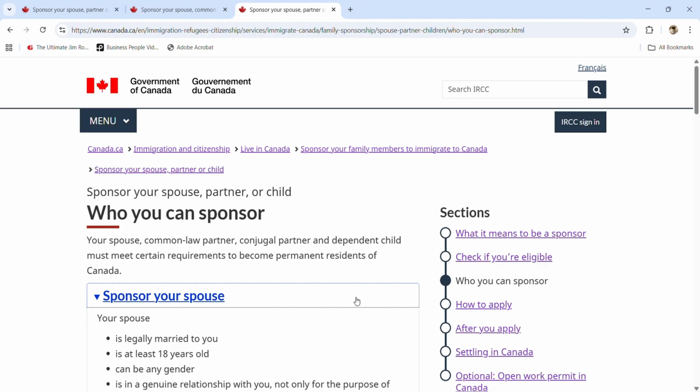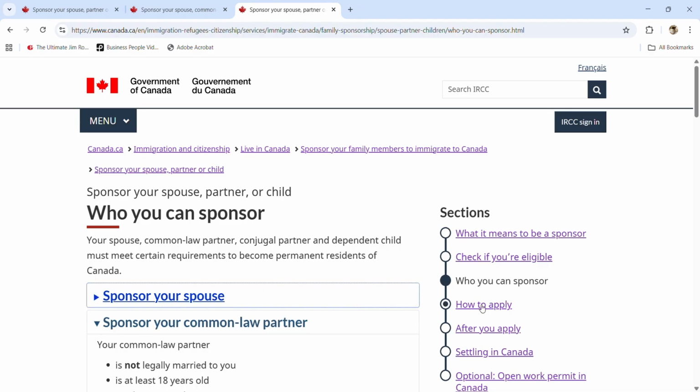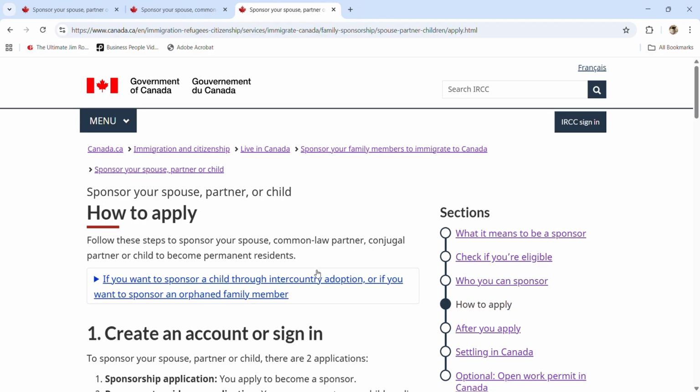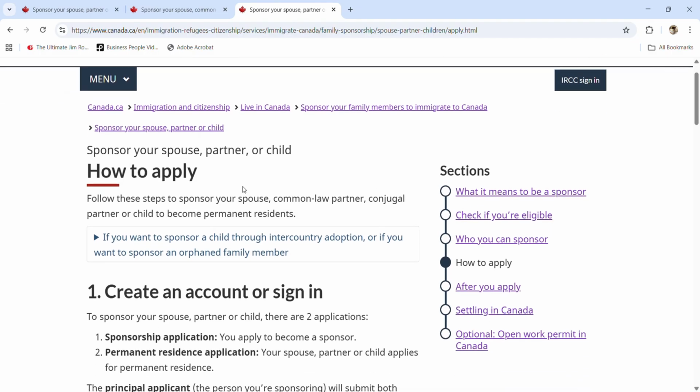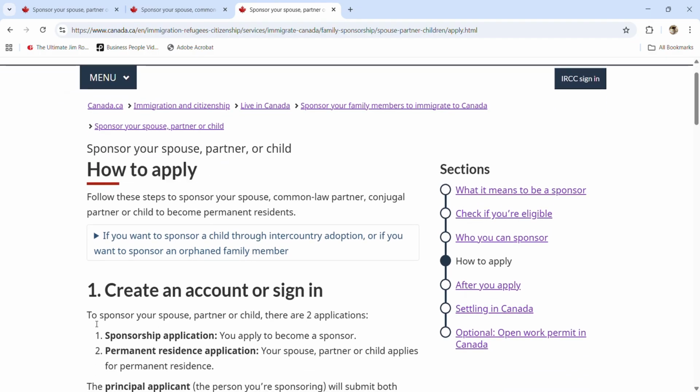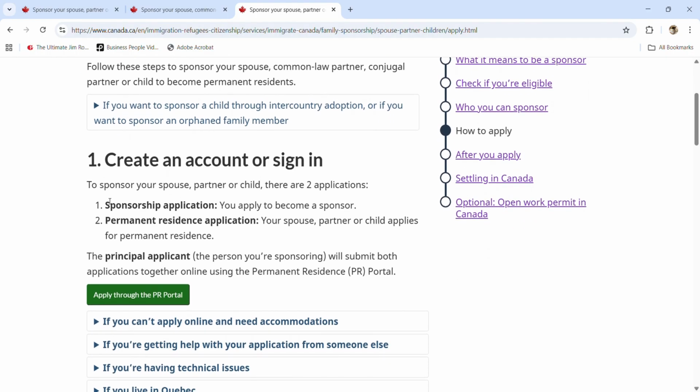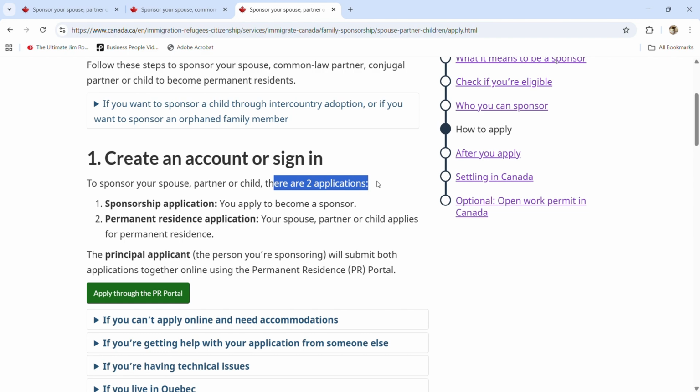All right, and then next, that is how to apply. That is a big chunk of the video, and of the series of videos regarding the sponsorship application for inland. Okay, and then how to apply. The first one is you need to create an online account or sign in. And then there are two applications in here. The first one is the sponsorship application. That is you applying to become a sponsor, which I explained before.